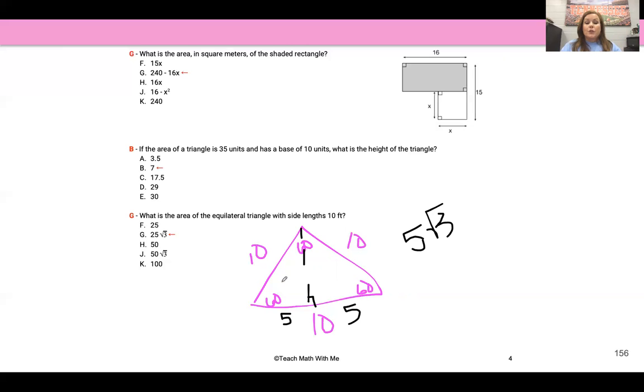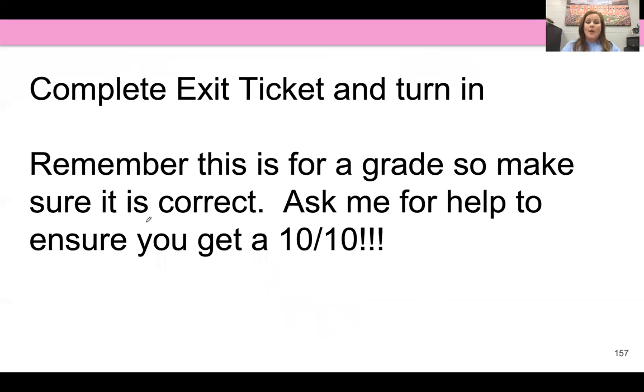So now if we're doing the area, the base is 10. So it's 1/2 base times height. So it's 5 root 3 times 10 divided by 2. 10 divided by 2 is going to give us 5. So that's where you get 25 times the square root of 3. And there's your answer. Okay.